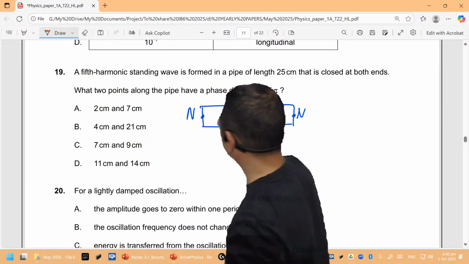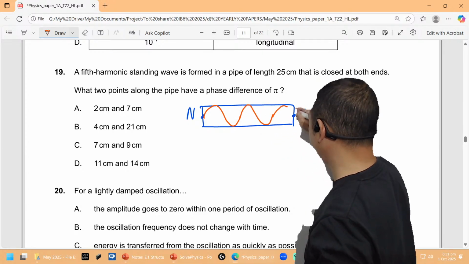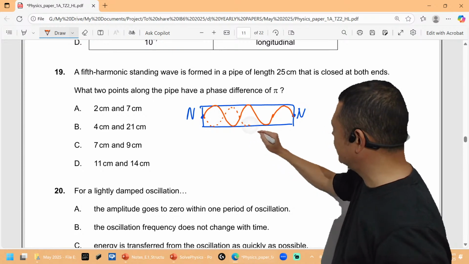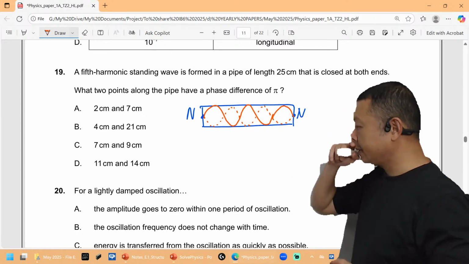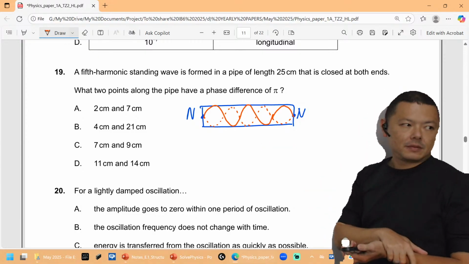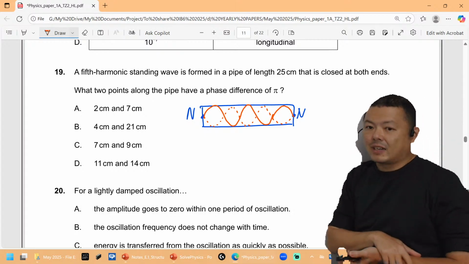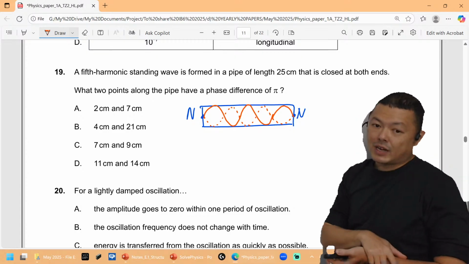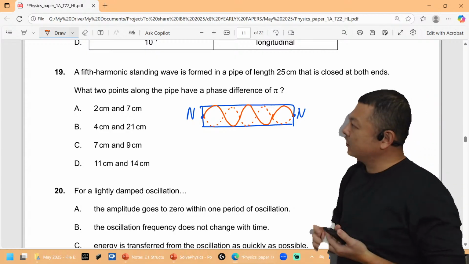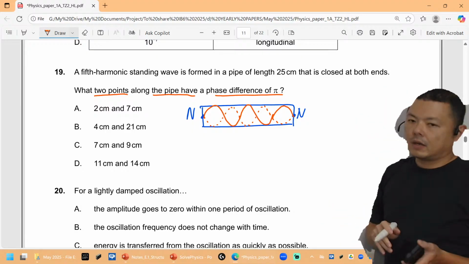Let me just try that again. So it's 2.5 wavelengths. If you're trying to show standing waves, please draw the dotted lines. Right, there we go. So they did say that the length of the pipe is 25 cm, and you get 2.5 waves, right? Then they ask you what 2 points along the pipe have a phase difference of pi radians?